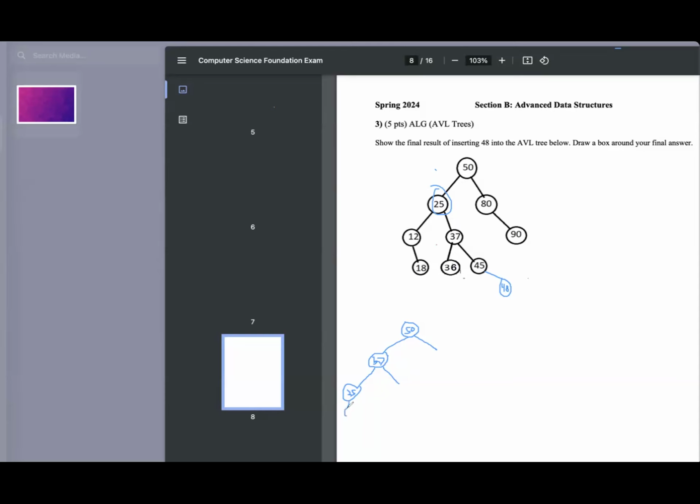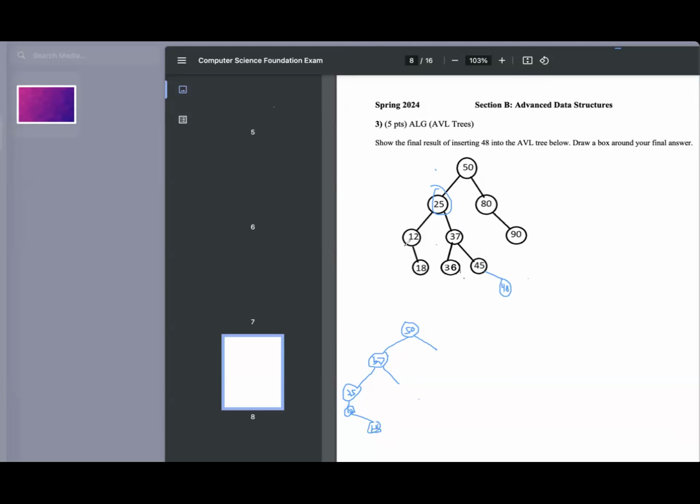25. We have 12. Just know that this is 12, all right? And then we got 18. Why not just type the numbers? Honestly, that might actually be a worse time. 12, 18 would go here.